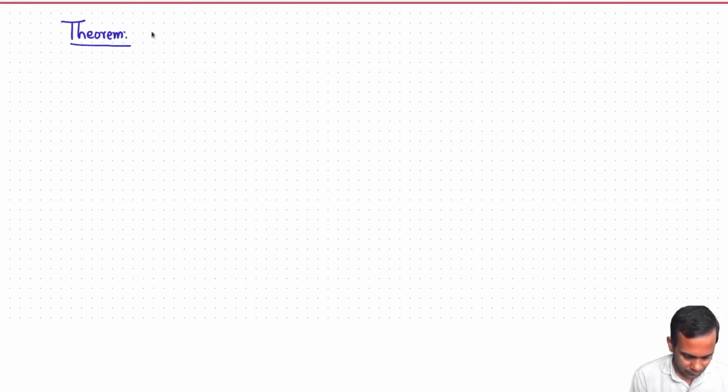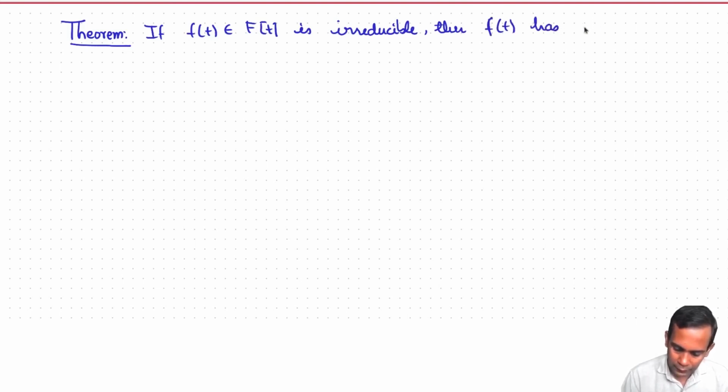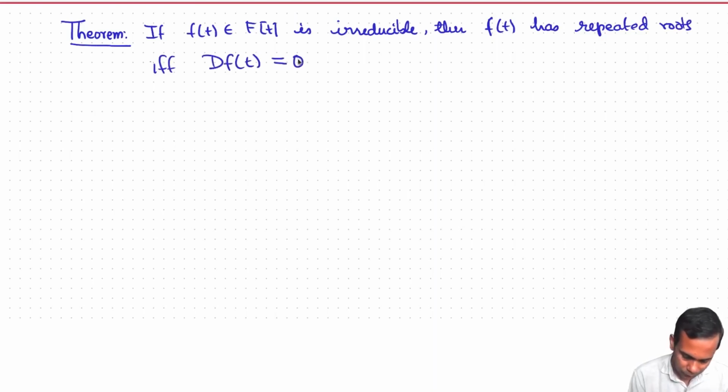We now come to a very surprising result about when irreducible polynomials have repeated roots. Theorem: if f(t) is a polynomial with coefficients in a field F, and f(t) is irreducible, then f(t) has repeated roots if and only if its derivative is identically 0.